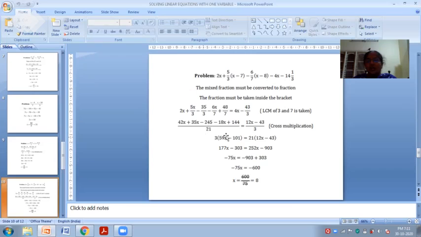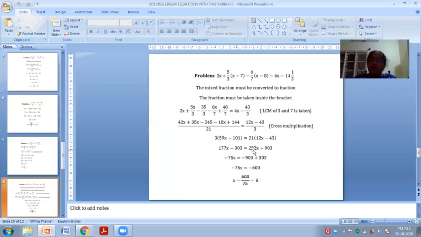Okay, 101. And this numerator is multiplied by this 3. Next, this is 2x minus 43 multiplied by 21, that is 21 into 12x minus 43. See here, first 3 into 59, 177x, and then 3 into 101, that is 303. Next, 21 into 12, 252x, 21 into minus 43, that is equal to minus 903.